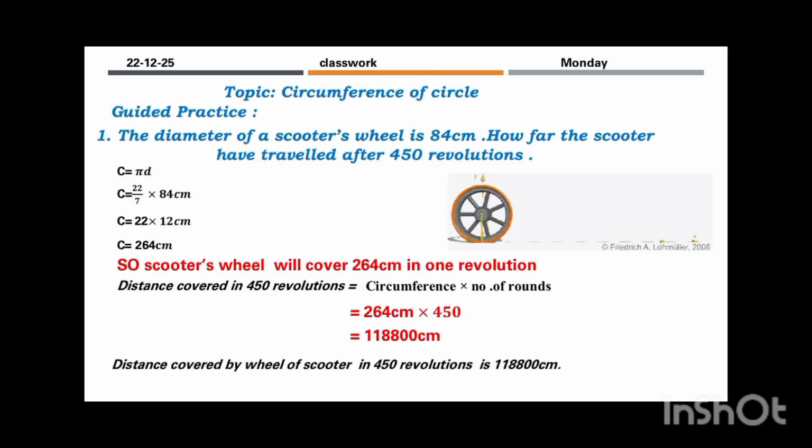Now the diameter of a scooter's wheel is 84 centimeters. How far has the scooter traveled after 450 revolutions? So circumference is equal to pi d. Now 22 over 7 times 84 centimeters. Simplification, then you get 22 multiplied by 12 centimeters. You're going to get 264 centimeters.